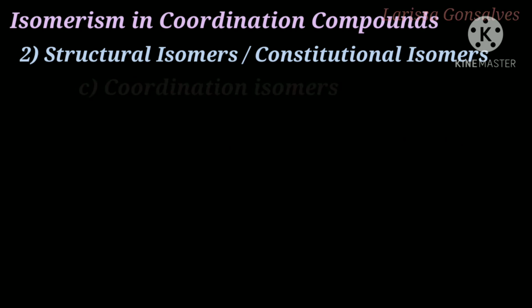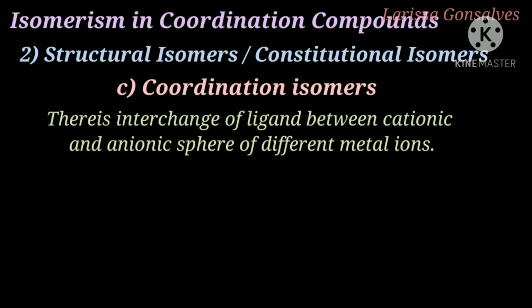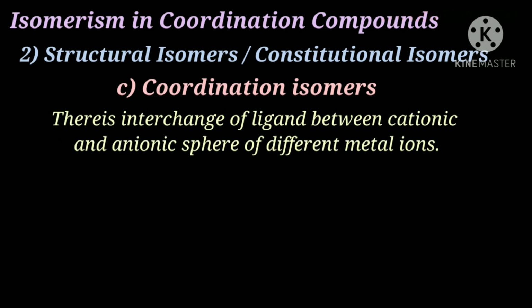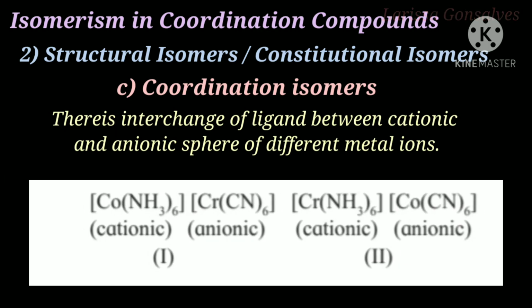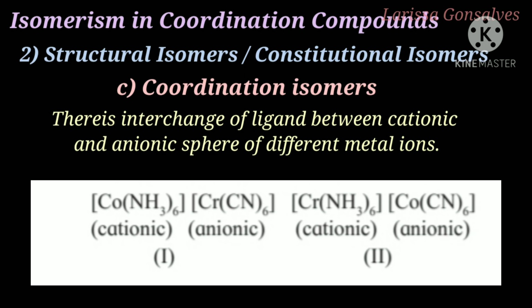Next are the coordination isomers. Coordination isomers show interchange of ligands between the cationic and the anionic sphere of different metal ions. Here are the examples of coordination isomers. [Co(NH3)6] is cationic and [Cr(CN)6] is anionic. I have already told you, when the coordination sphere has a positive charge, it is cationic, and when it has a negative charge, it is anionic.